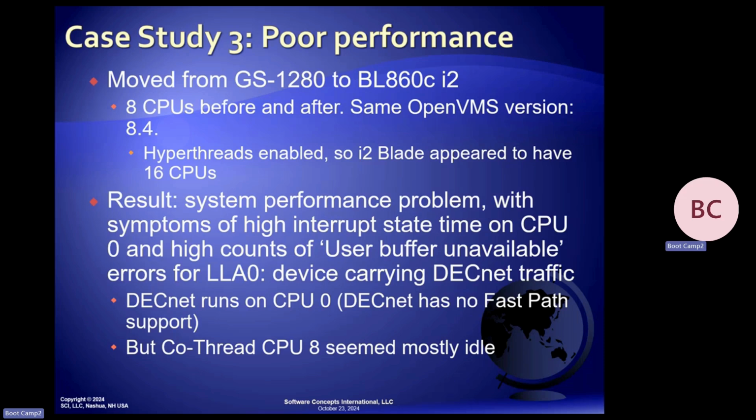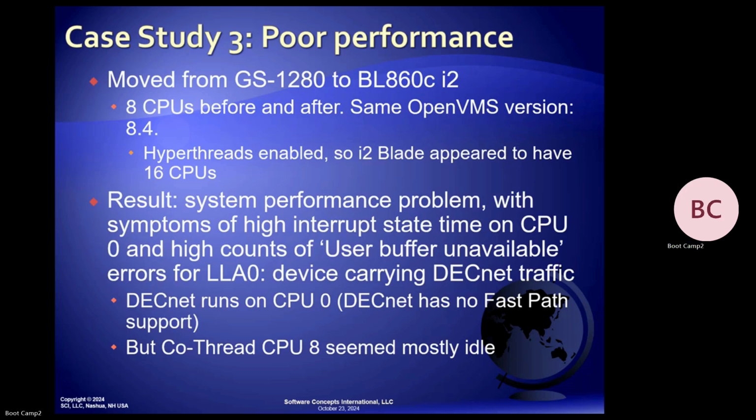They had high interrupt state time on CPU 0, the primary CPU, and high counts of user buffer unavailable when they looked in LANCP statistics for the LLA 0, that's the LAN failover device that handled DECnet traffic. There were some devices that never got fast path support added by VMS engineering. DECnet was one of those because everybody was moving to TCP/IP. Memory Channel was another, as I recall.